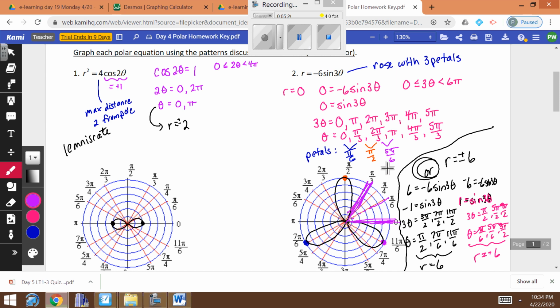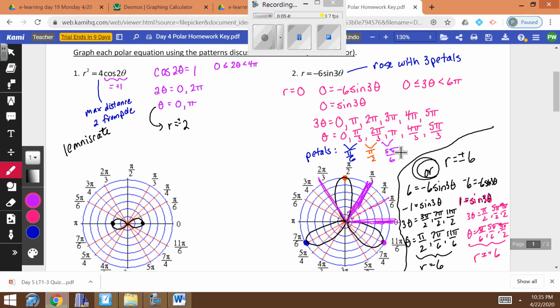If I'm between pi over 3 and 2 pi over 3, thinking about these values right here, halfway between is pi over 2. 3 times pi over 2 is 3 pi over 2. So we know that the sine of 3 pi over 2 is negative 1. So negative 1 times negative 6 would bring us to positive 6, or this orange point right here.